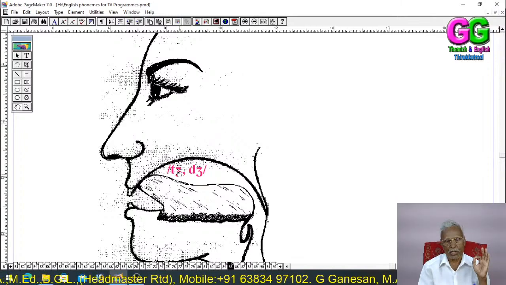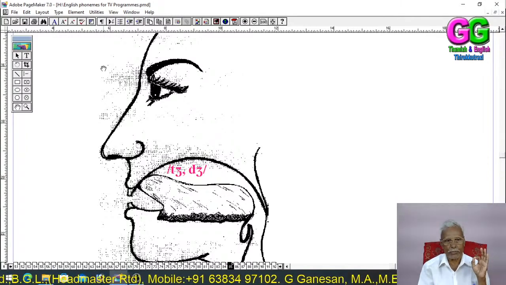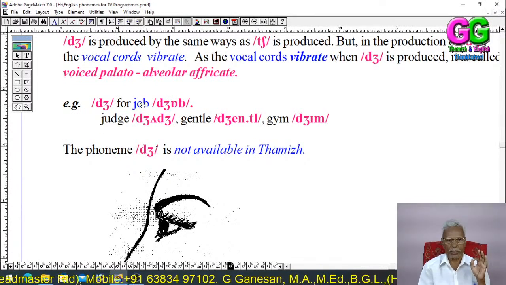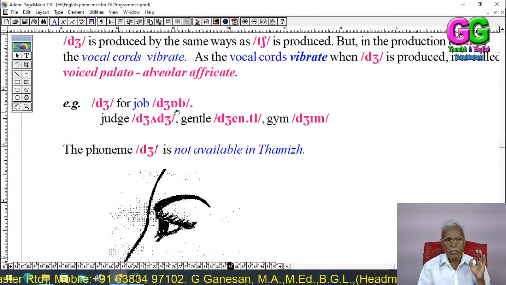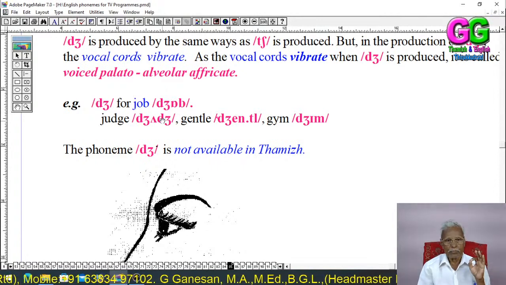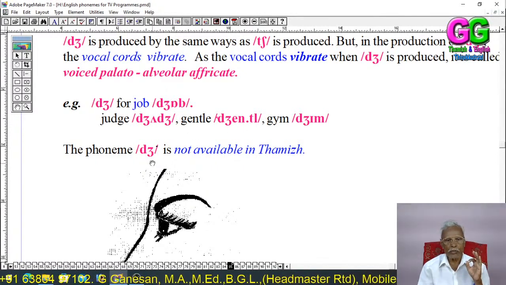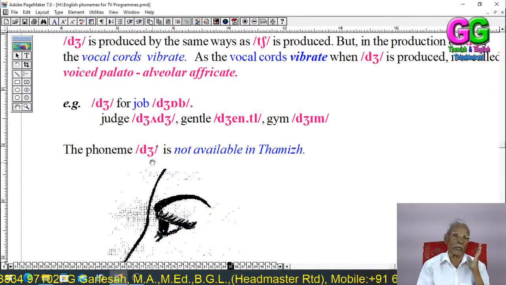Itch and edge are produced this way. It sounds for itch: itch. For edge: jaw, edge, gentle, gym. This phoneme edge is not available in Tamil.